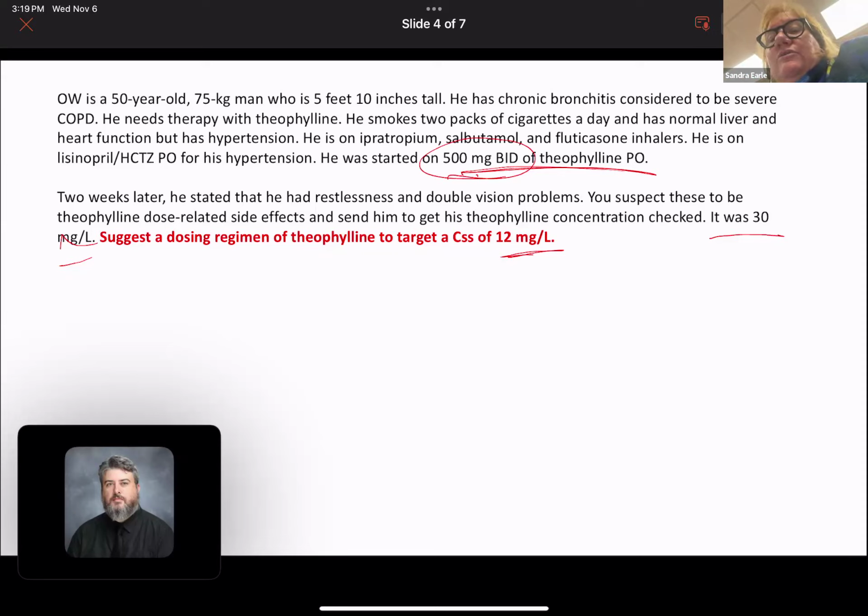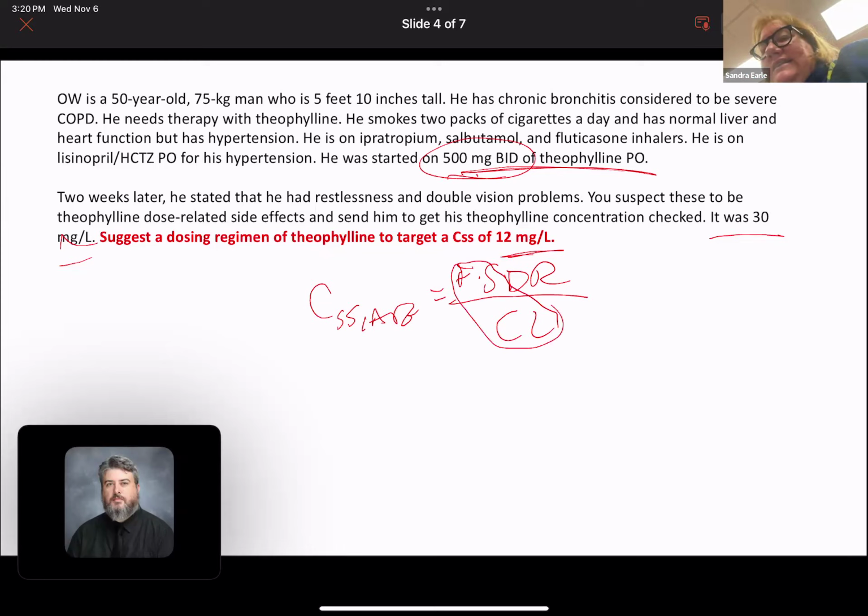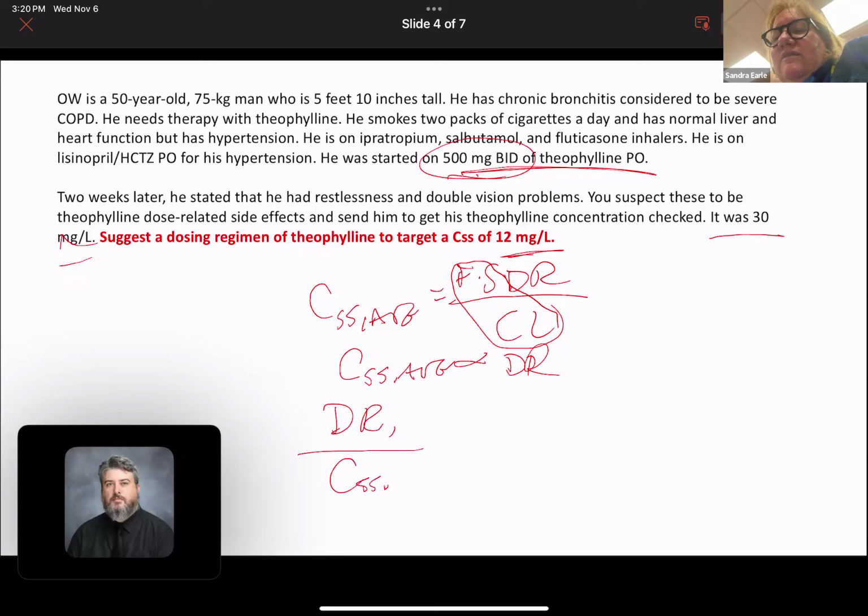So what I would do is, we know that Css average is equal to bioavailable salt times dose rate all over clearance. And as long as all of this stays constant, then your Css average becomes proportional to dose rate, doesn't it? So here's where we can say dose rate 1 is to Css average 1 as dose rate 2 is to Css average 2. Do you remember doing this last spring? Probably not, but that's okay.